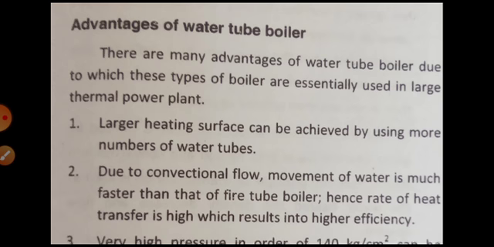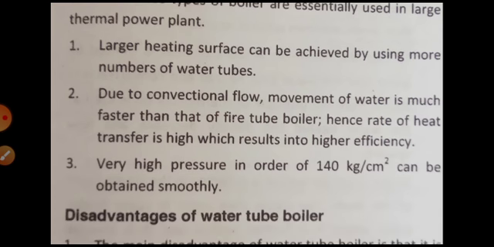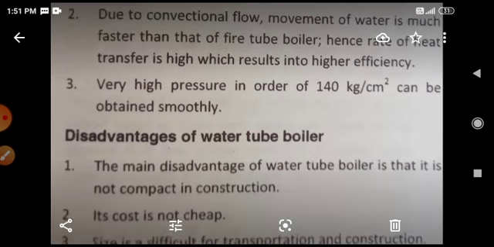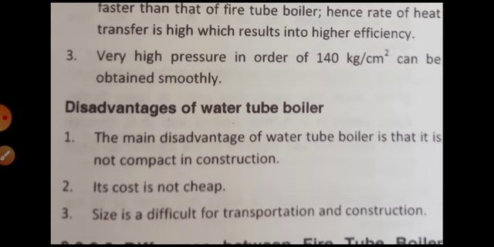Advantages of water tube boiler. There are many advantages of water tube boiler, due to which this type of boiler is essentially used in large thermal power plants. Larger heating surface can be achieved. Due to convection flow, movement of water is much faster than that of fire tube boilers, and hence rate of heat transfer is high, which results in higher efficiency. Very high pressure, in the order of 140 kg per square centimeter, can be obtained smoothly.